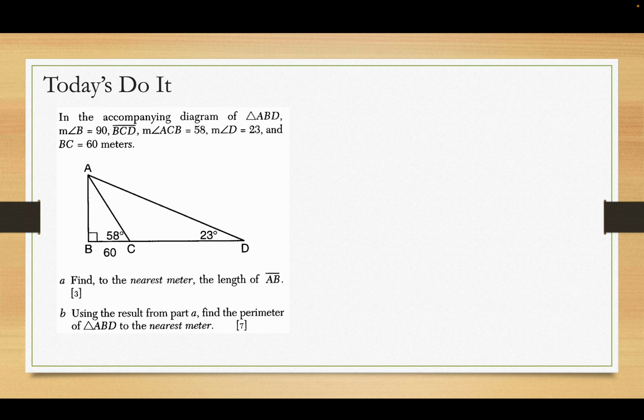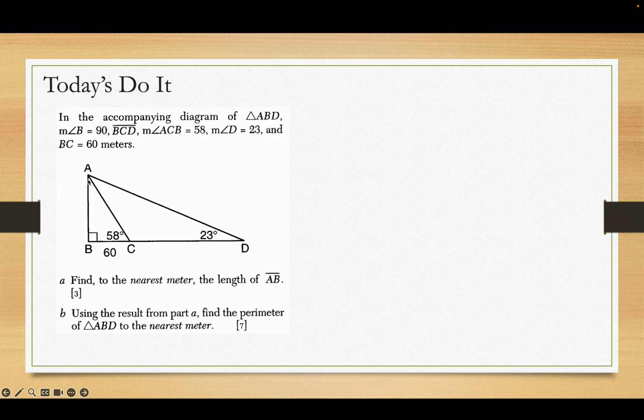Okay, so let's see what we got here. First, I need ultimately by the end of part B to find the perimeter of the big triangle. And to do that, I'm going to need to start by doing what it says in part A, which is to find the length of AB.